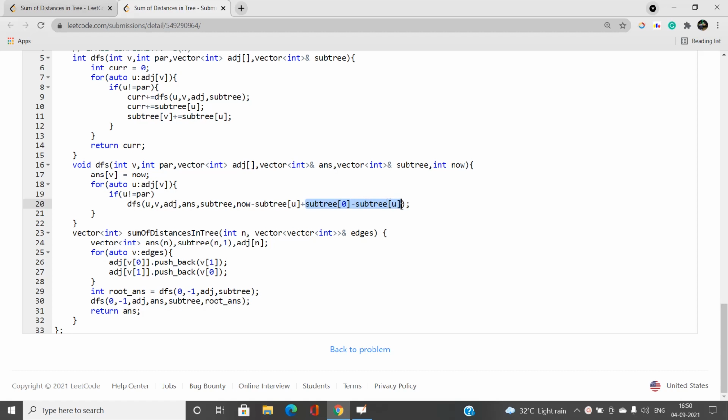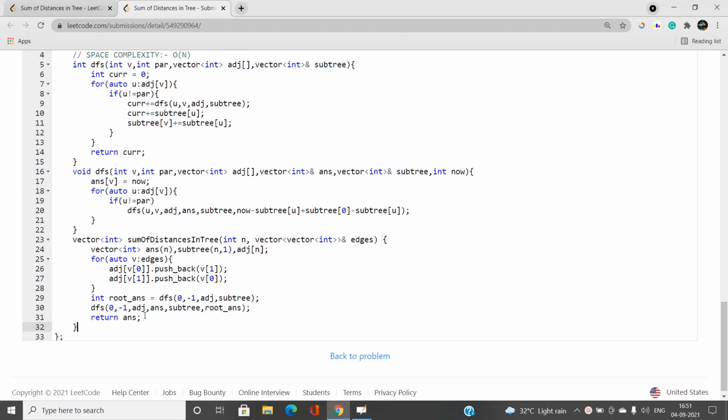The answer for each of these nodes will be incremented by 1. So my current answer will be changed by this amount. I'm passing this to the DFS function so that for the next call, my answer will be initialized with this value. And if all this goes well, I'm finally going to return the answer, which is the answer for the required problem.